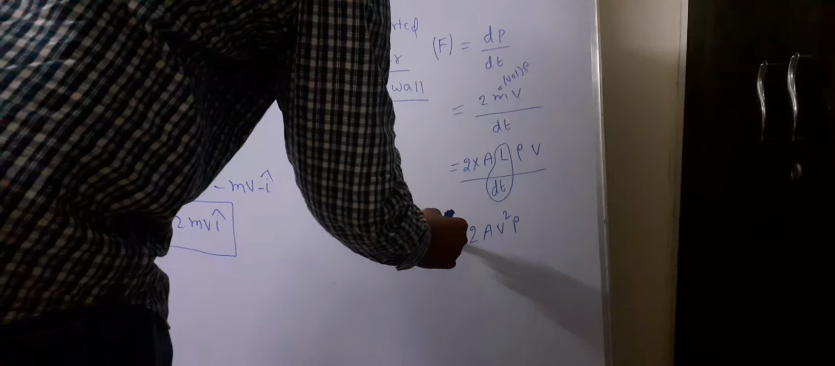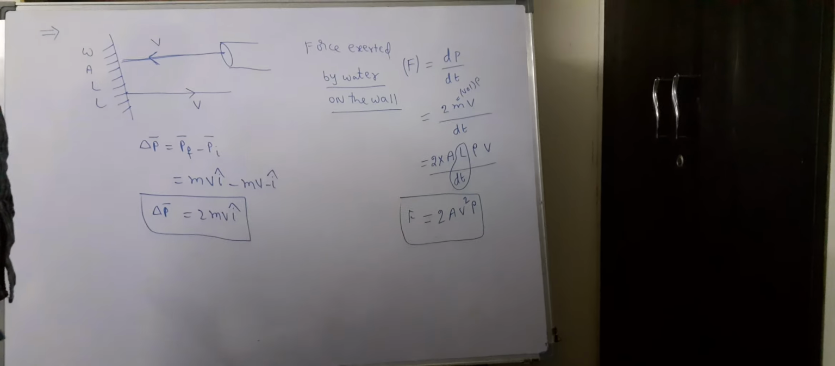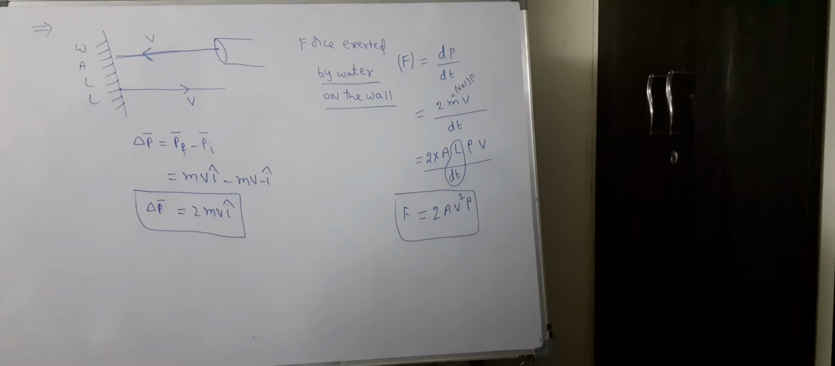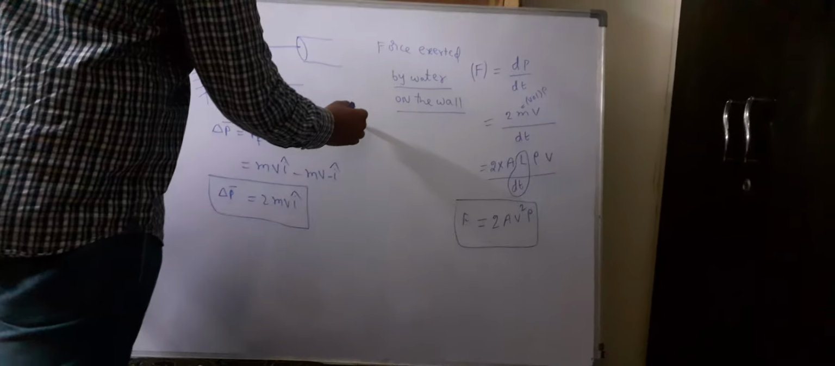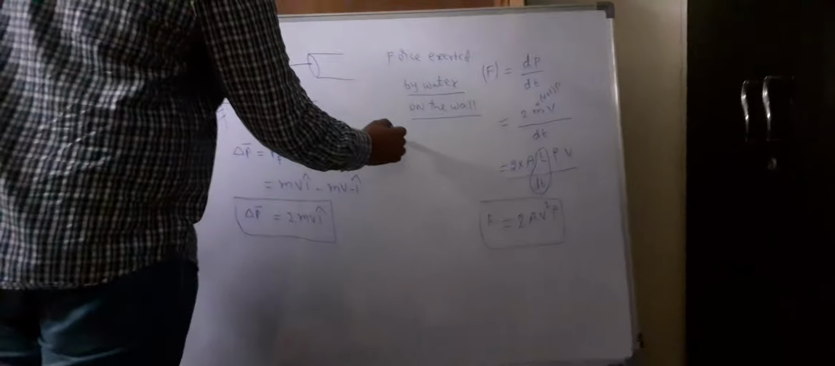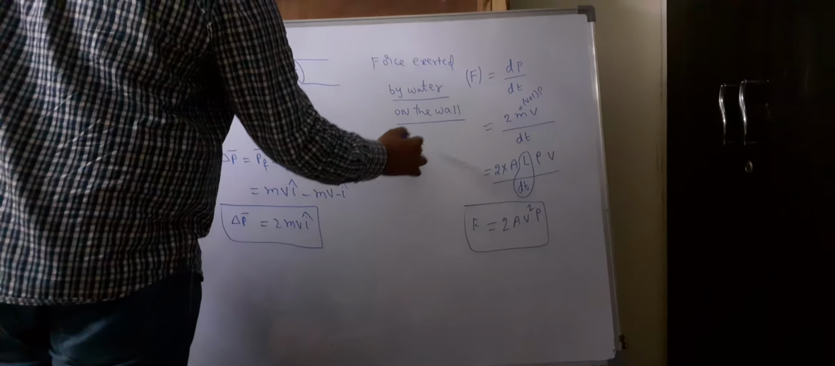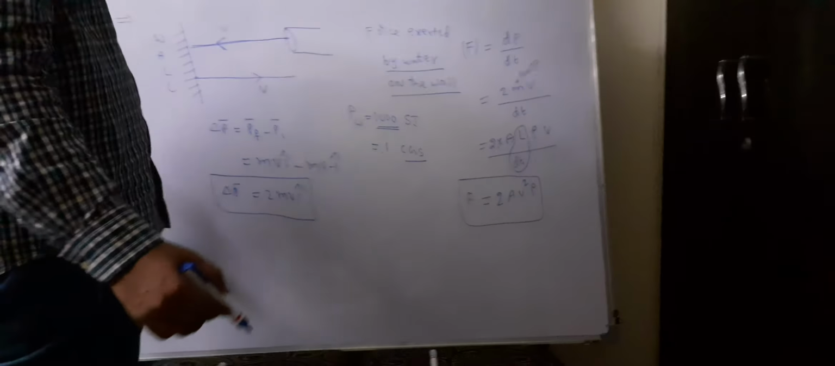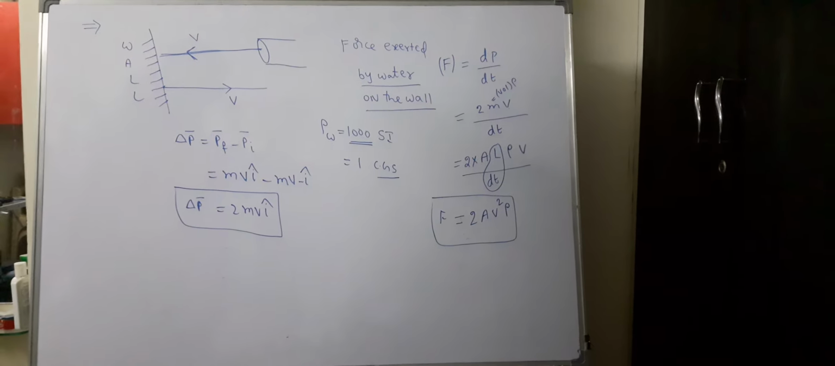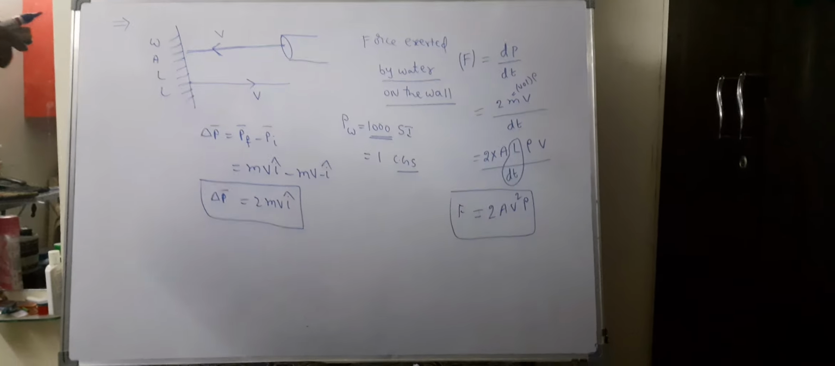Here capital A indicates the cross-sectional area of the pipe, v indicates the velocity of water, and rho indicates the density of water. The density of water is fixed; its value is 1000 in SI units and 1 in CGS units. If this problem is solved, what is the value of the density of water? 1000. Density of water in CGS is 1.